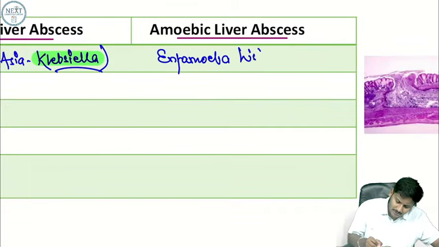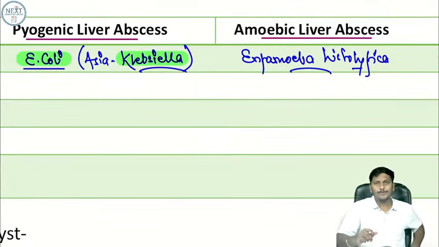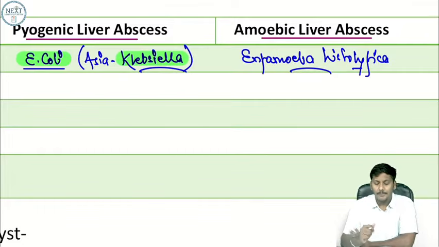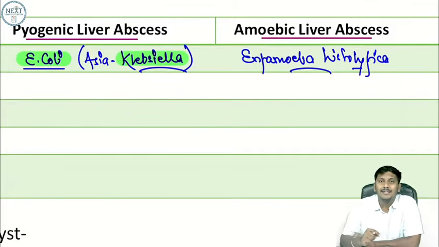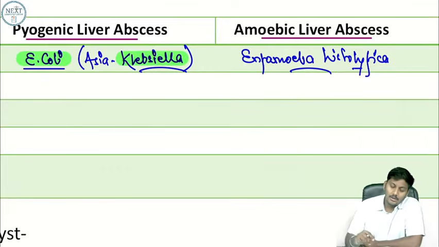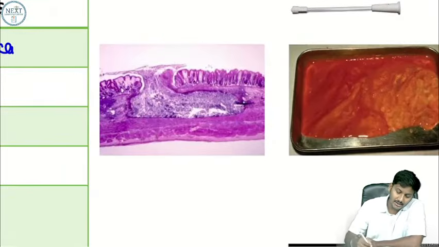So Entamoeba histolytica is the causative agent. Here what happens? The patient has contaminated food and water. Due to contaminated food and water intake, the patient develops intestinal amoebiasis, and from the intestine the amoeba penetrates, and then ultimately it reaches the liver. Now important, how does the amoeba penetrate? The amoeba penetrates by causing these kind of ulcers.